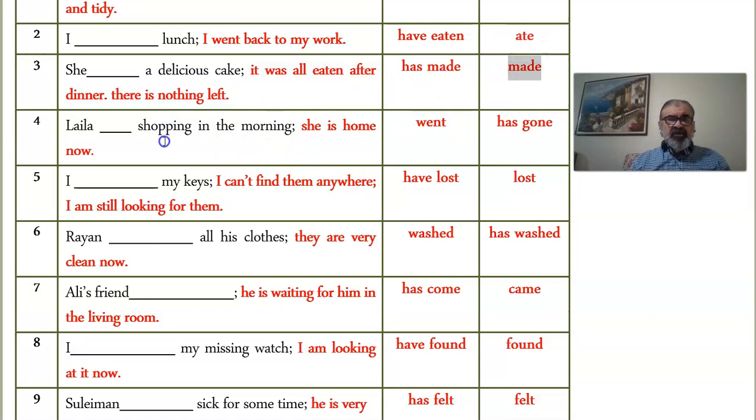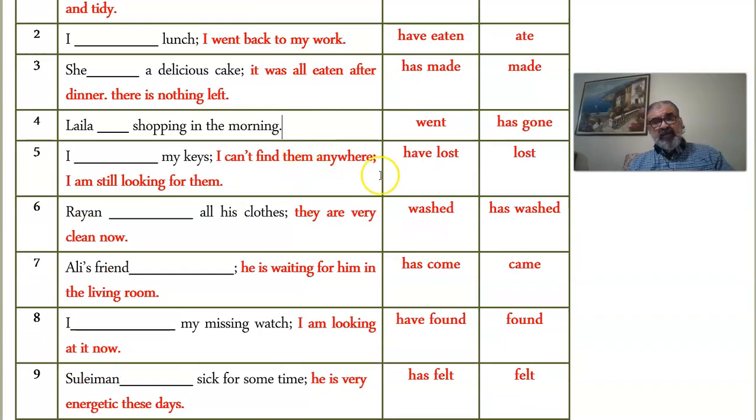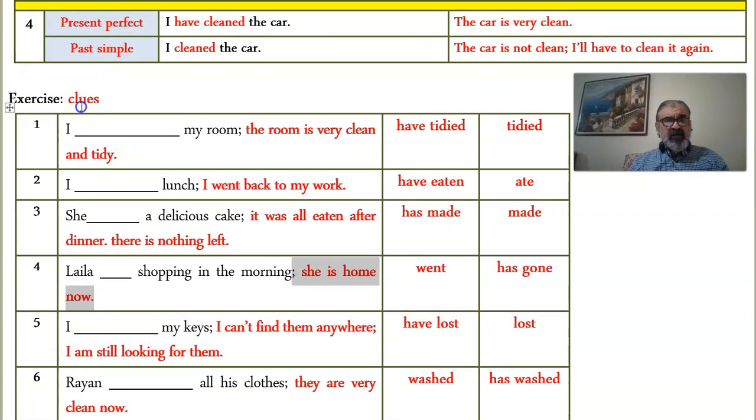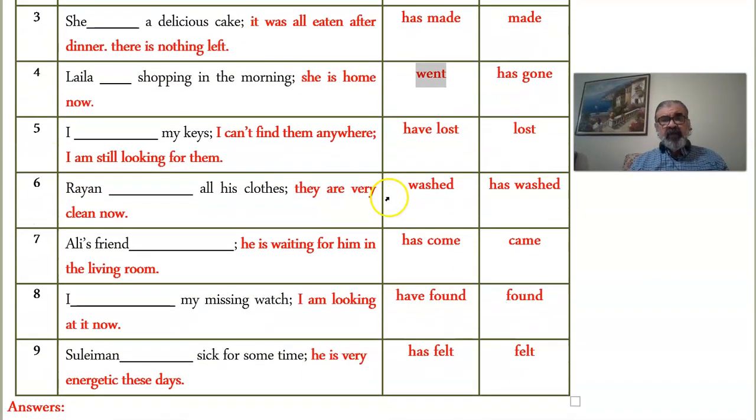She made. Layla shopping in the morning. She's home now. She's not in the mall anymore. She's back. So she's not connected, or with reference, importance, or consequence. So she went. But if she is still in the mall, and without this clue, she would say she has gone shopping. But in this case, because I say she's home now, that's why I said look for clues. Okay, she's home now, say we went, she went.